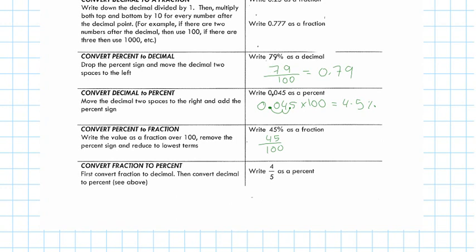Okay? What can you divide both of them by? 5. Okay, by 5. I can divide 45 by 5. I can divide 100 by 5. What's 45 divided by 5? 9. And what's 100 divided by 5? 20. So 9 over 20. Okay?